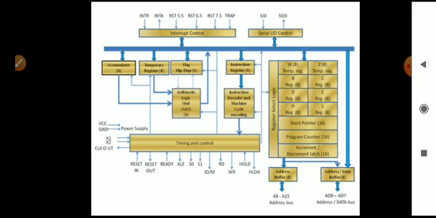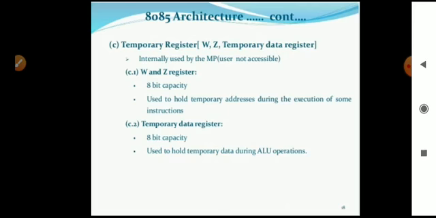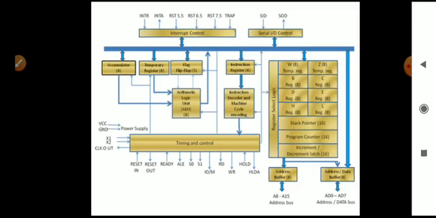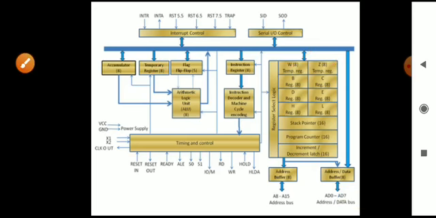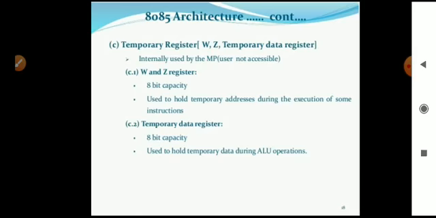So the next part is temporary registers. These are the temporary registers, basically WZ, and this is one more temporary register. This register is also called the data register. We are going to discuss the purpose of these registers. These registers are not accessible by the user, only accessible by the microprocessor internally. W and Z have 8-bit capacity, and these two registers are used to hold the address.